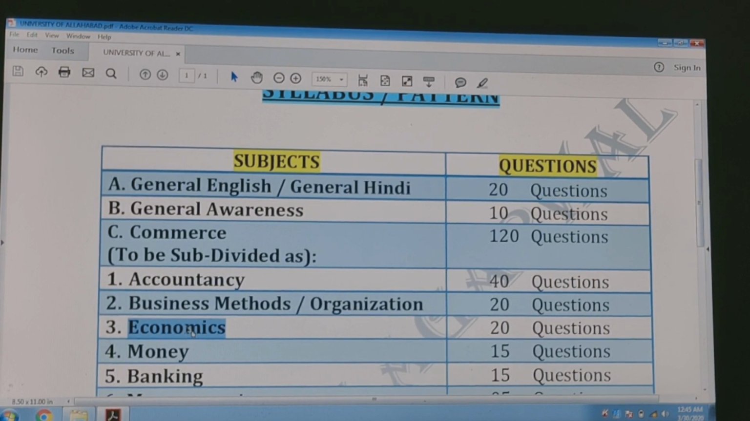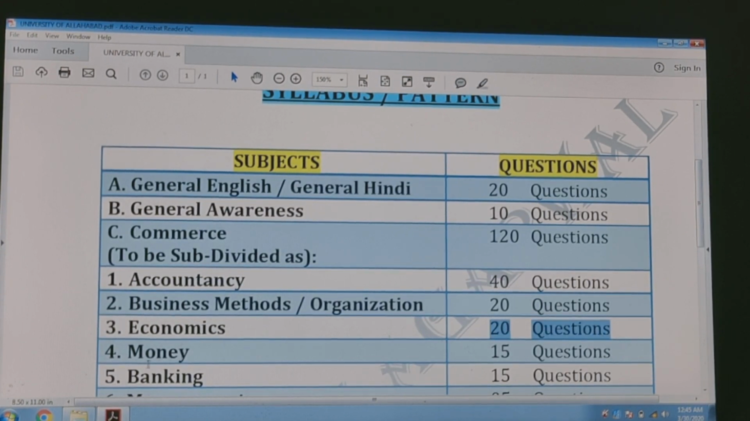And from class 12th, various kinds of laws will be coming, like law of demand, law of supply, cost analysis, production analysis, laws of returns. So these are the topics which are going to come from economics. So there will be as many as 20 questions allocated to this part of economics.